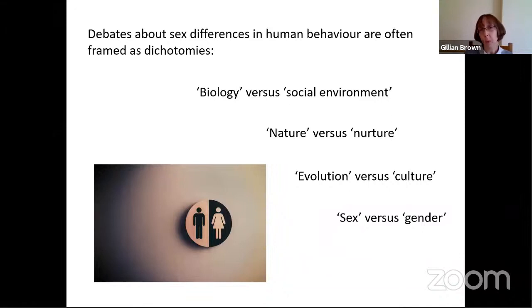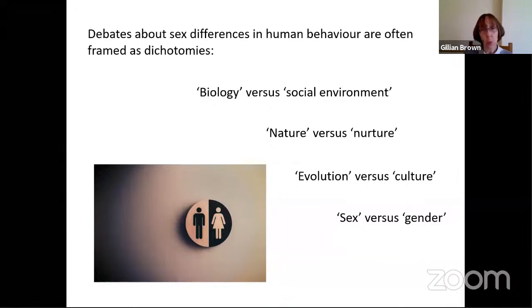Or sometimes we hear about explanations based on evolution versus culture. And even when we use the term sex versus gender, we're producing another dichotomy, which suggests there's two ways of thinking about the behaviour that we see and why it might be there. My background is as a biologist studying natural sciences, zoology, specialising in animal behaviour and evolutionary approaches and mechanisms of behaviour. So you might think that I would favour one side of the argument versus the other.